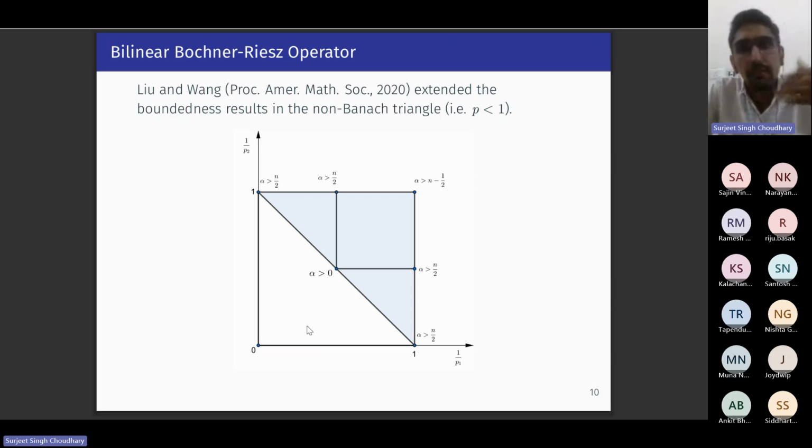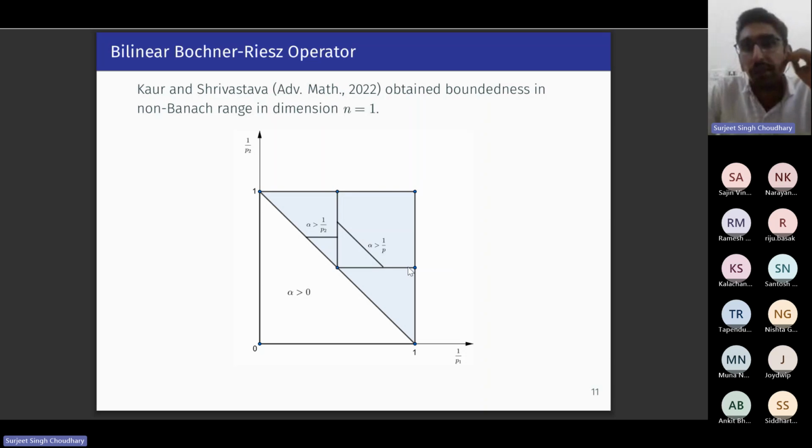Then for the first time, better results for the non-Banach region were given by Liu and Wang in 2020. They obtained the condition alpha bigger than n/2 for L1 × L2 to L^{2/3} and L2 × L1 to L^{2/3}. Then, using interpolation, they were able to obtain boundedness in the non-Banach region.